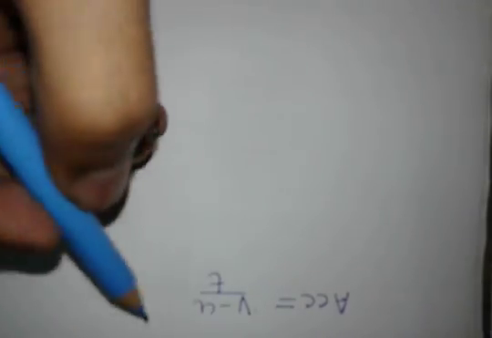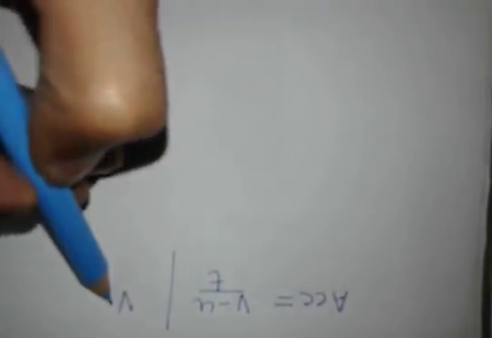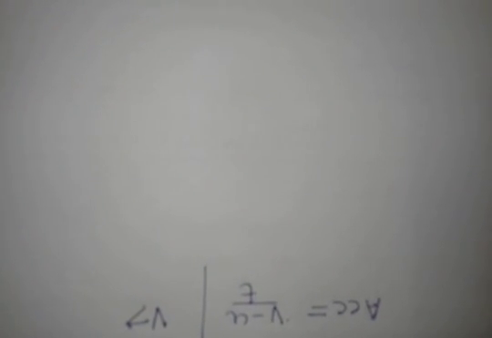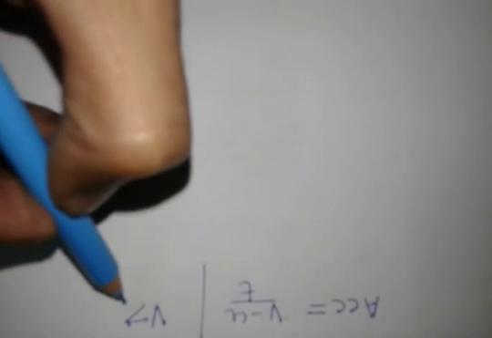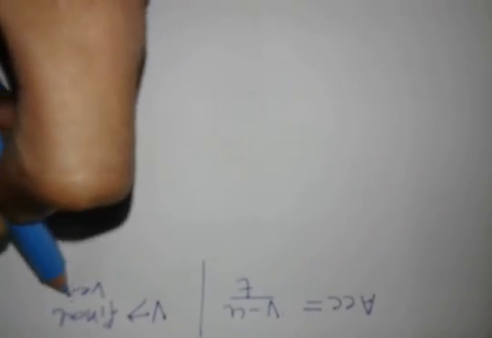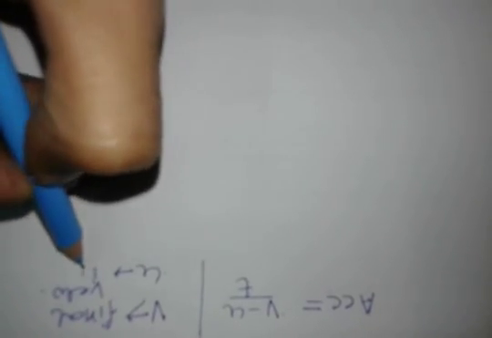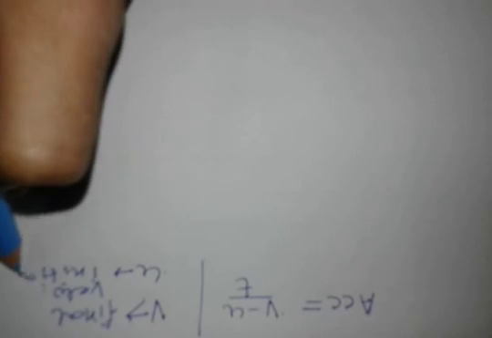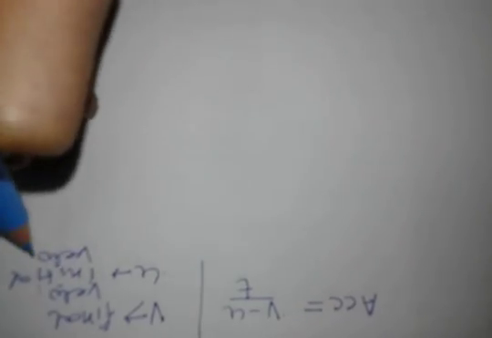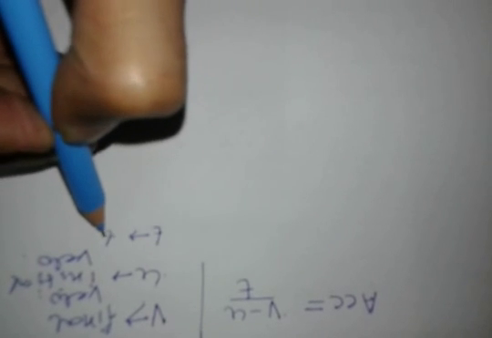So when I say it is v minus u by t, what I mean to say is v here is the final velocity. V will be the final velocity. U is the initial velocity. Okay, and t, you know, it is the time interval.